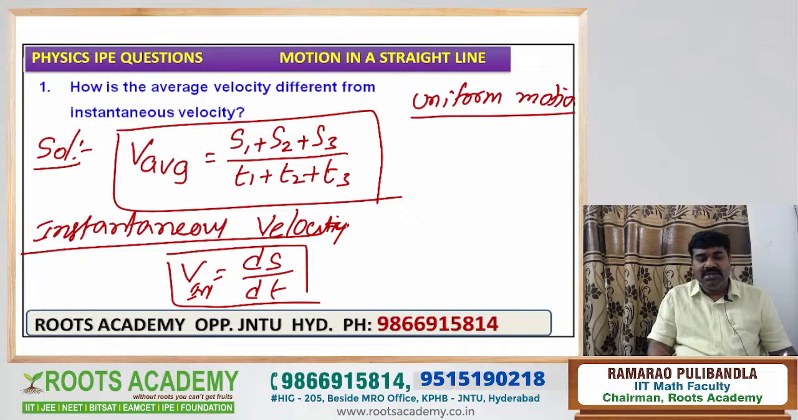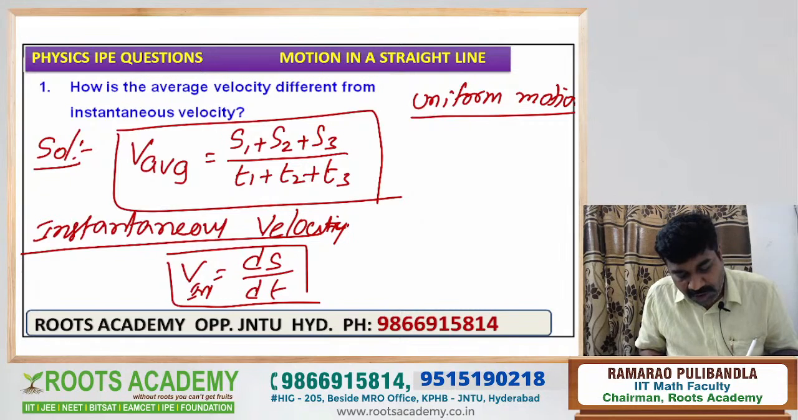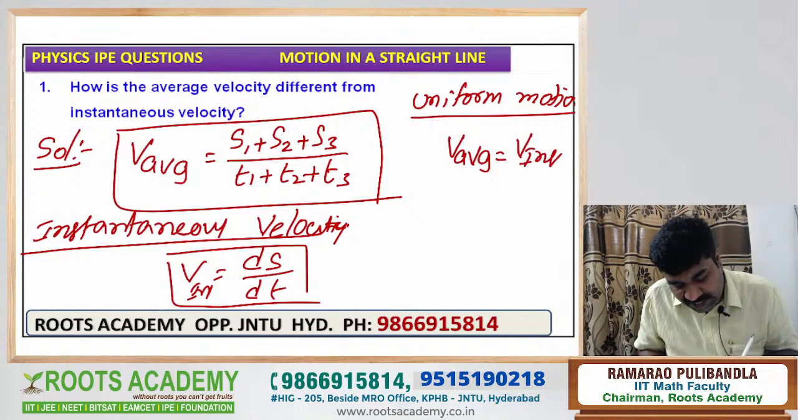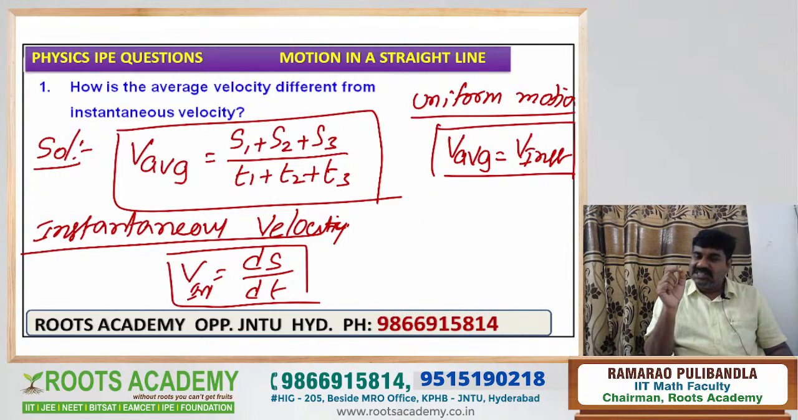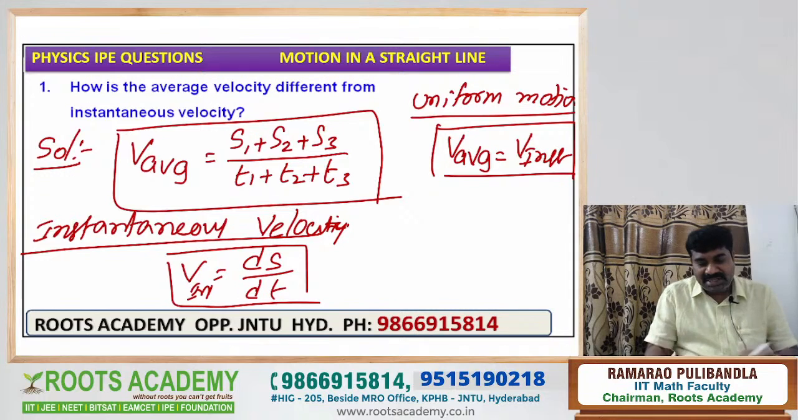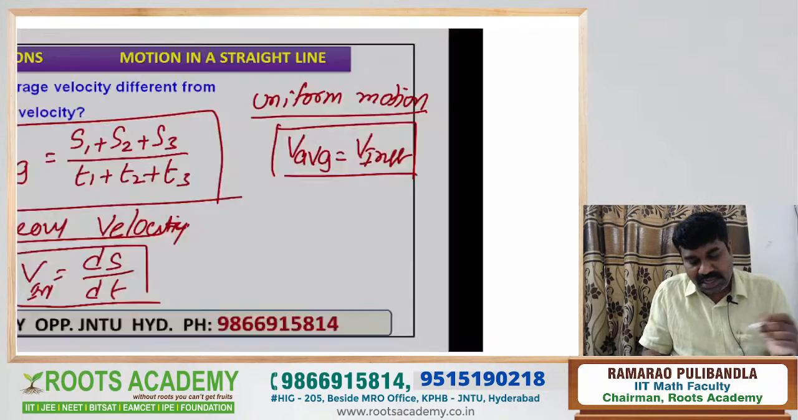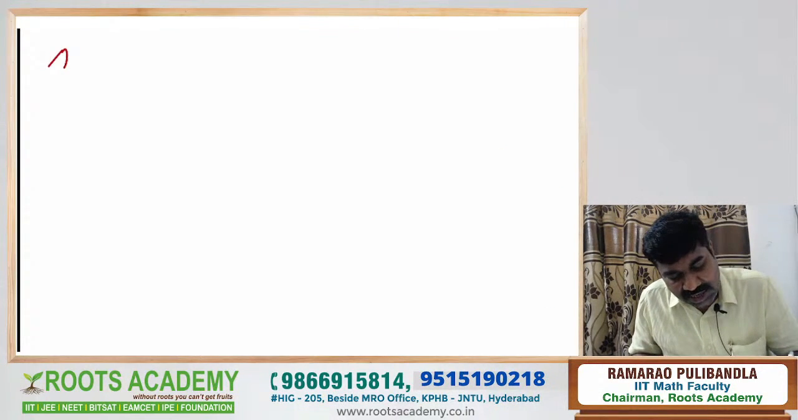Then that is called the uniform motion. In uniform motion, average velocity is equal to the instantaneous velocity. Here, what is the average velocity definition? When you write the exam, first we write the definitions. What is the definition of average velocity?